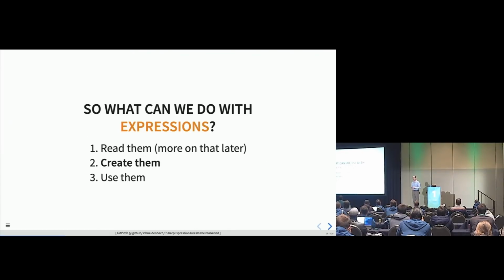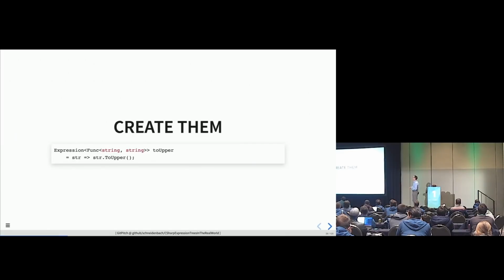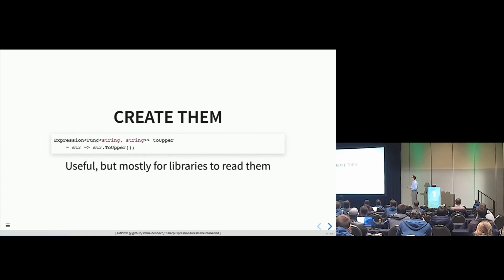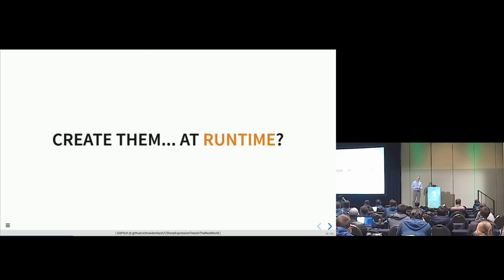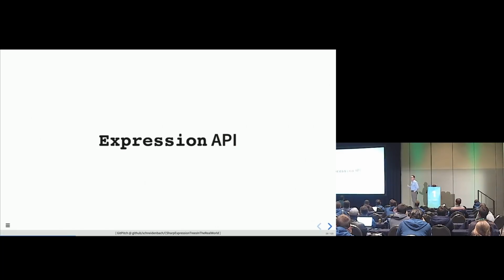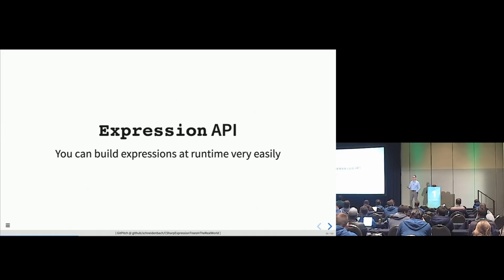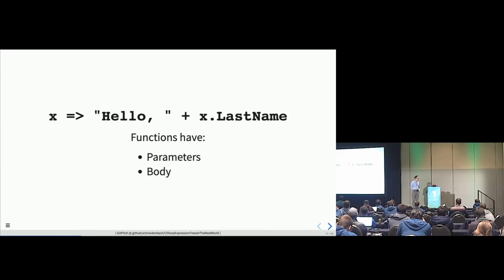You can also create them. So this is an example of creating just the same as we did before, and we do this a lot when we use Entity Framework or we use AutoMapper libraries like that. So this is good, this is useful, but it's mostly useful for libraries that consume the expressions. Well, what if I told you you could create them at runtime? And you can using what's called the expression API, which is really neat. You can use the expression API to build expressions at runtime very easily. And let me show you.